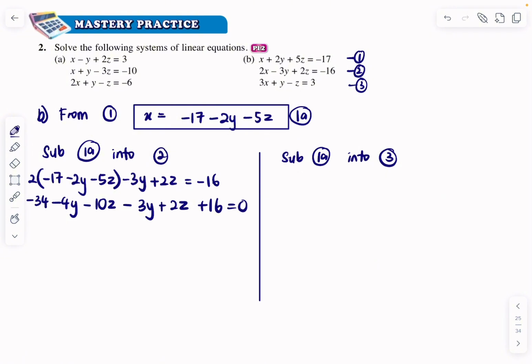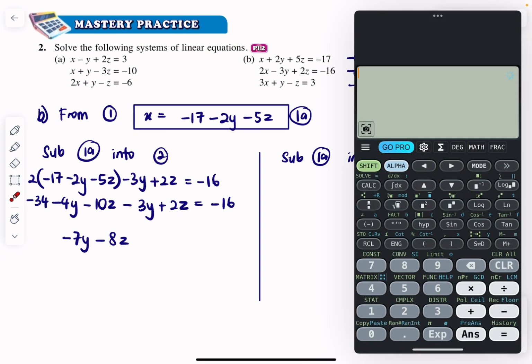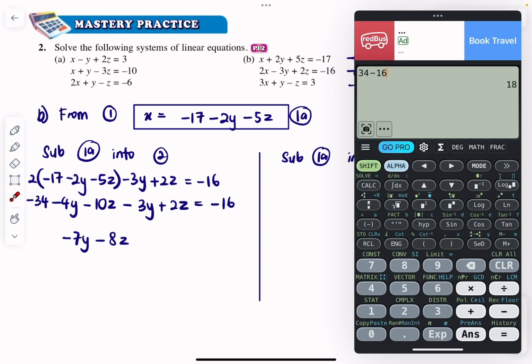Oh, you know what? Never mind. The 16 we leave it just outside there. Equals negative 16. Okay. So then the y we bring it together. So negative 4y minus 3y is negative 7y. Negative 10z plus 2z is negative 8z. Negative 34, we bring it over here. We'll get 34 minus 16. 34 minus 16 is 18. So equals to 18.